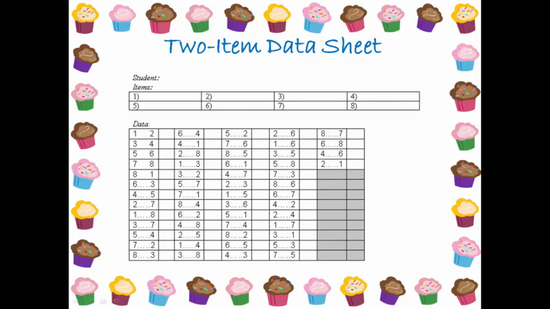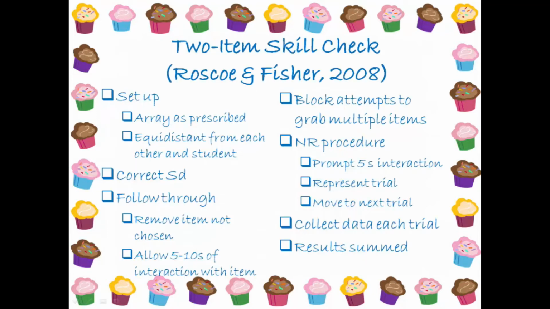Data collection is simple. Just write your items at the top, and then for each pairing, circle the item chosen. For those of you interested in practicing before our face-to-face portion of this training, here's a list of steps to complete to run a good 2-item forced choice preference assessment. First, in your setup, make sure you're following the array as written. Keep the items equidistant from each other and from the student. The SD for almost all preference assessments is pick one.